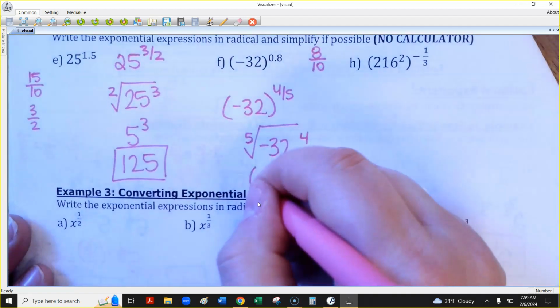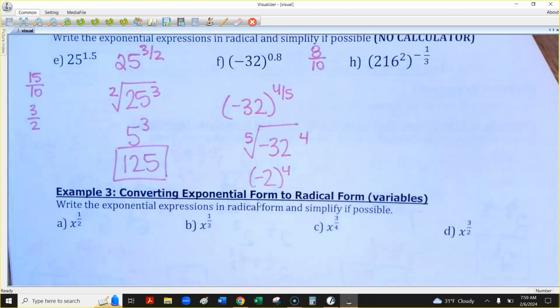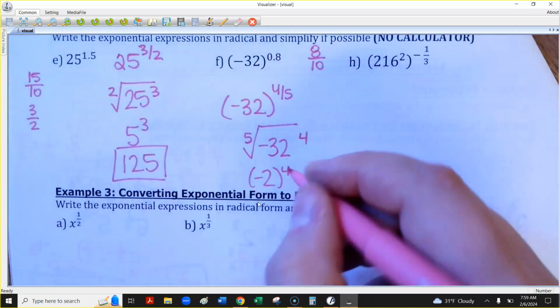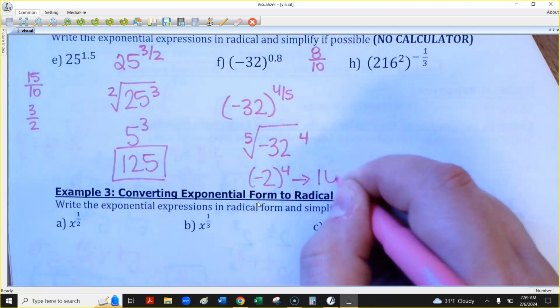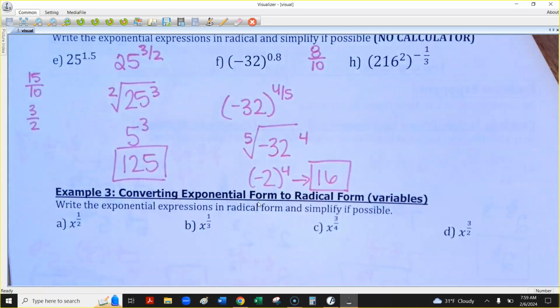All right. And then what will happen there, I've got a negative number to an even power. That'll cancel out the negative. Negative 2 to the 4th should be positive 16 as your final answer there.